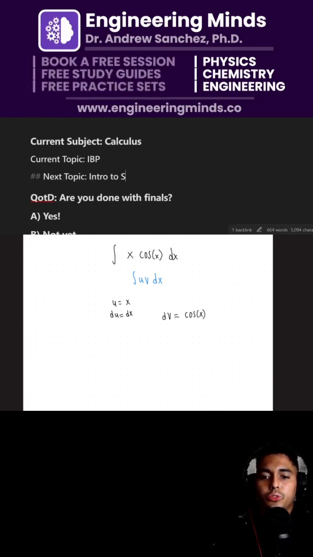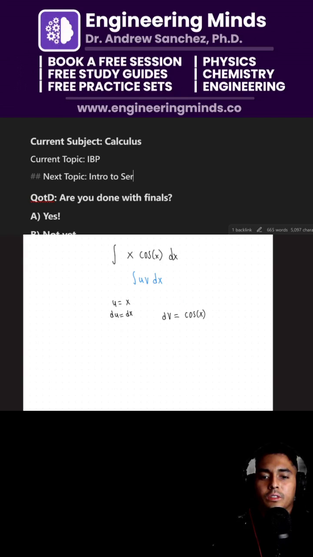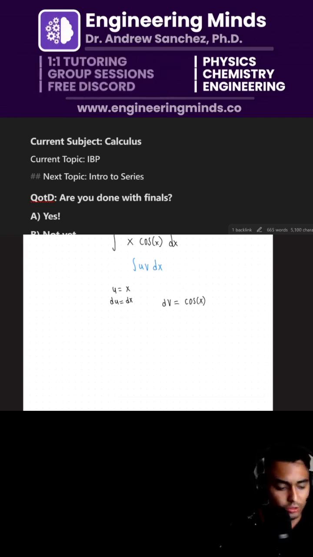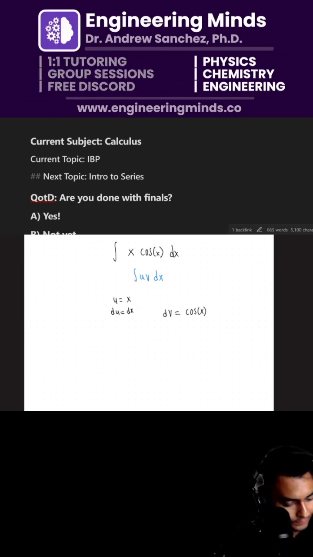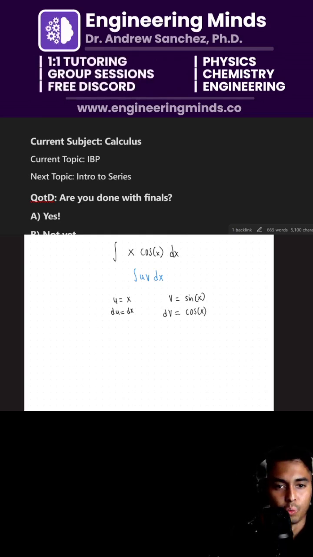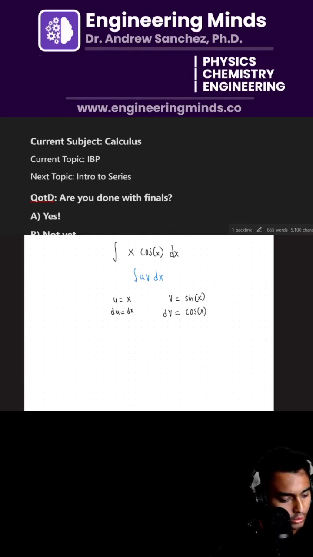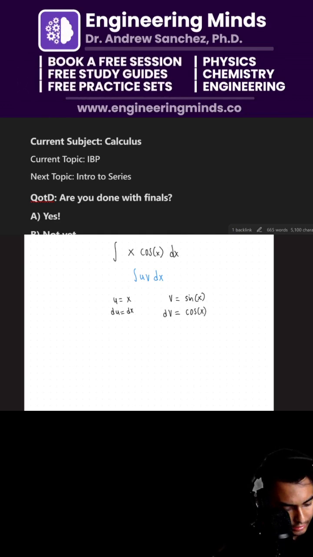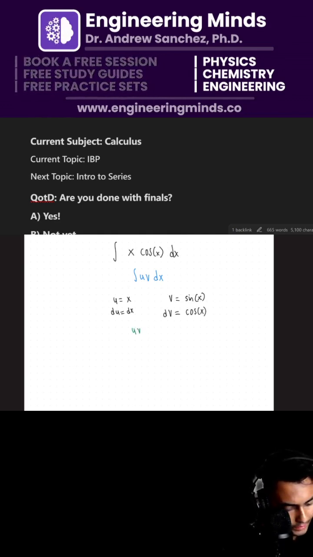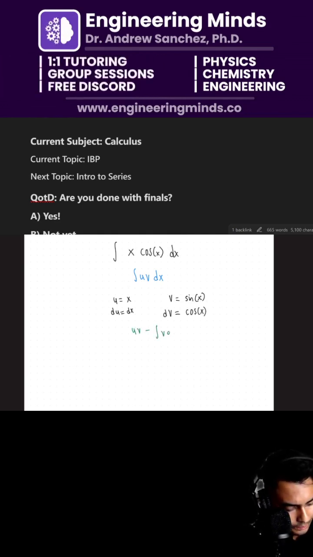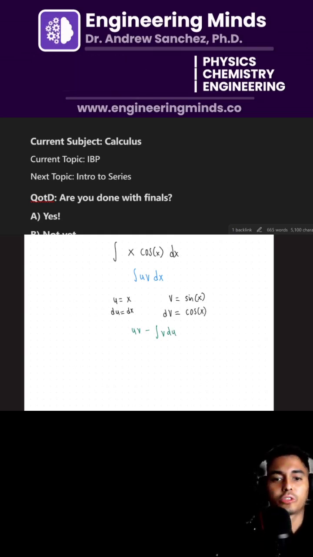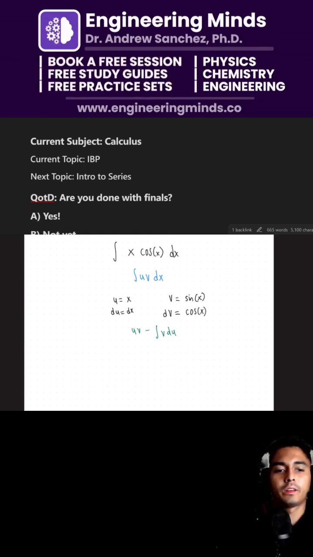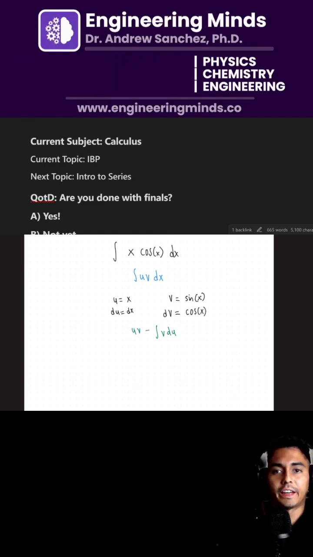All right, so the integral of cosine is sine, so that's going to be sine of x. Perfect. So we're going to apply the formula, which is uv minus the integral of v du, which again, remember the mnemonic ultraviolet voodoo. But I will not do that.